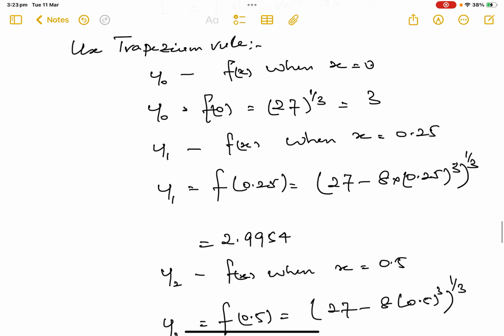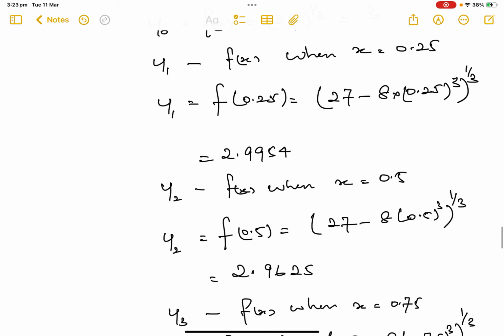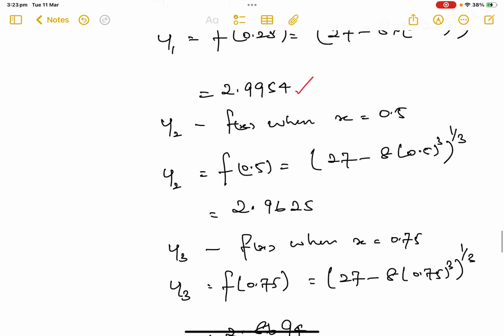y1 is f(x) when x equals 0.25. So y1 = f(0.25) = (27 minus 8 times 0.25 cubed) to the power of 1/3. Then when you use the calculator, you get the value 2.9954. y2 is f(x) when x equals 0.5.